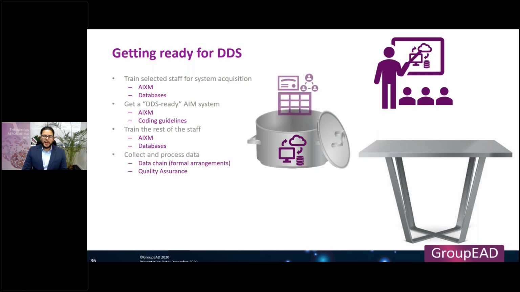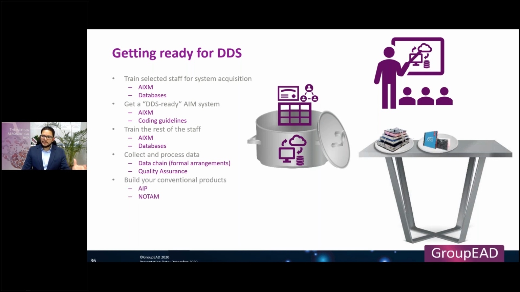We also need to collect the data and process it. We need to make sure that we have formal arrangements with our data providers all in place, and that we also implement quality assurance procedures. And once we have the data and our staff is trained, we can build our conventional products like the AIP and NOTAM, without forgetting that now we have another requirement, another dish which should be part of our menu, which is our data.